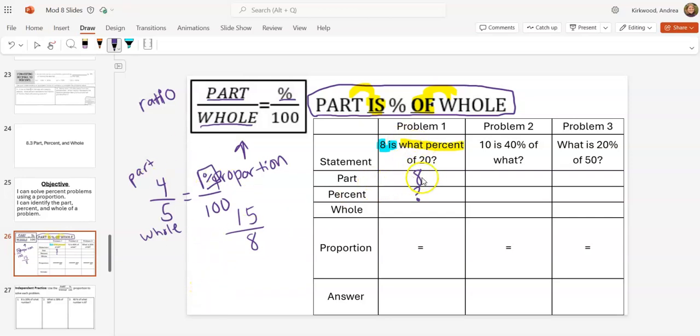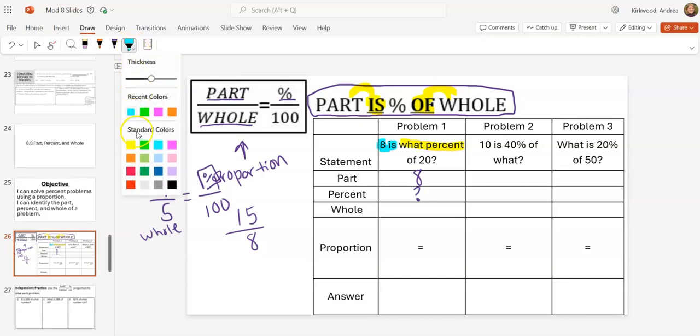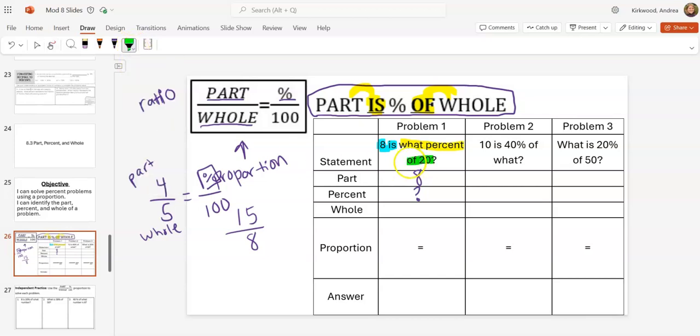So in this problem, 8 is our part. Our percent is missing. That's what they want us to find, which means that the whole is 20. Another way I know that's the whole is because of that word of right there, because when it says of, it's usually meaning like out of.